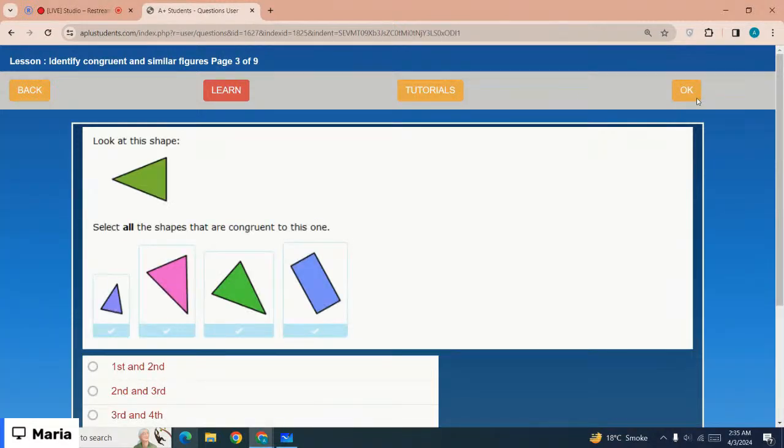Okay, look at this shape. Select all the shapes that are congruent to this one. So which is the correct option? The correct option is second and third, right? The given first is congruent to second and third.